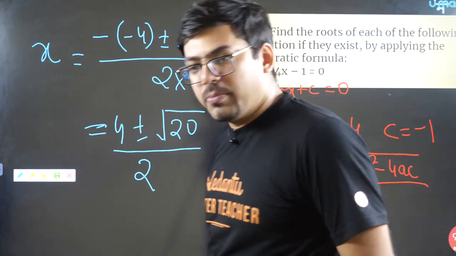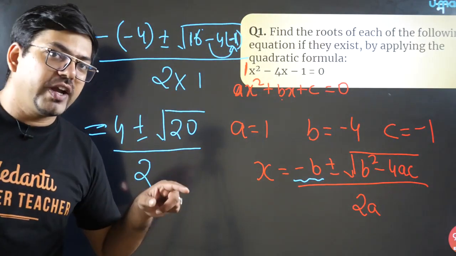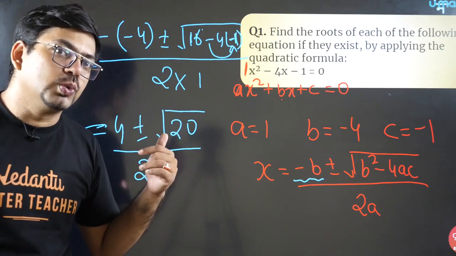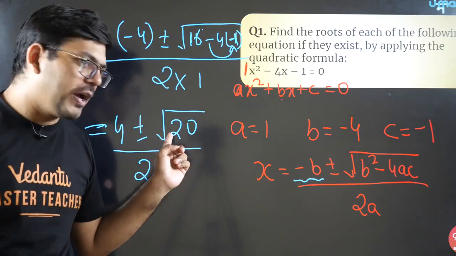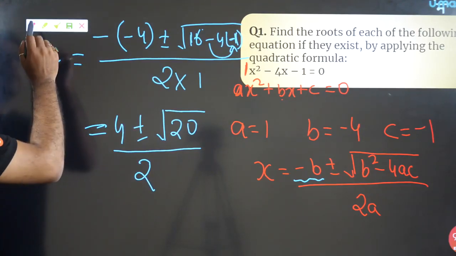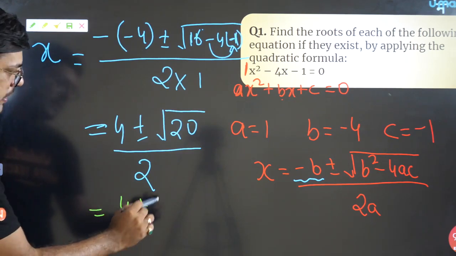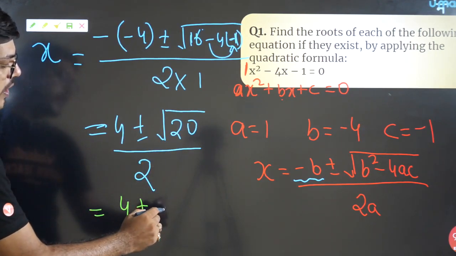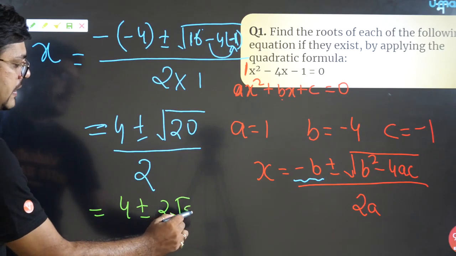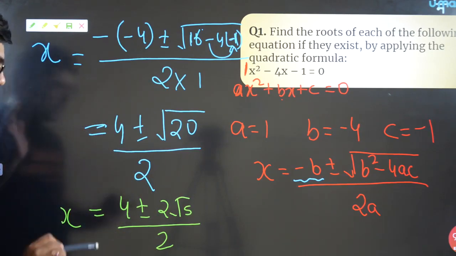Now root 20, if you will be able to find it out, here you will be getting root 20 can be written as 4 into 5 and root 4 will come out as 2. So 2 root 5, I guess. So I hope you're knowing this. So moving ahead, so you will get 4 plus minus, here you will get root 20, that is 2 root 5 and then divided by 2. So this is the final value which you have got.